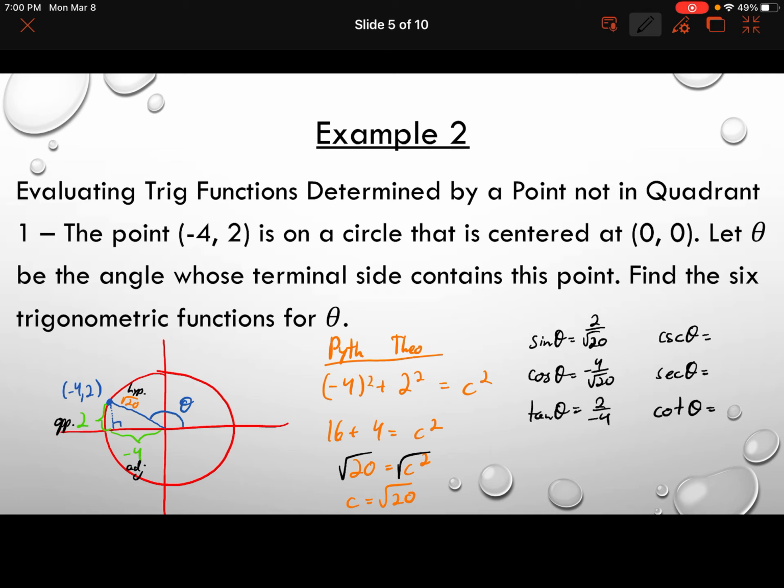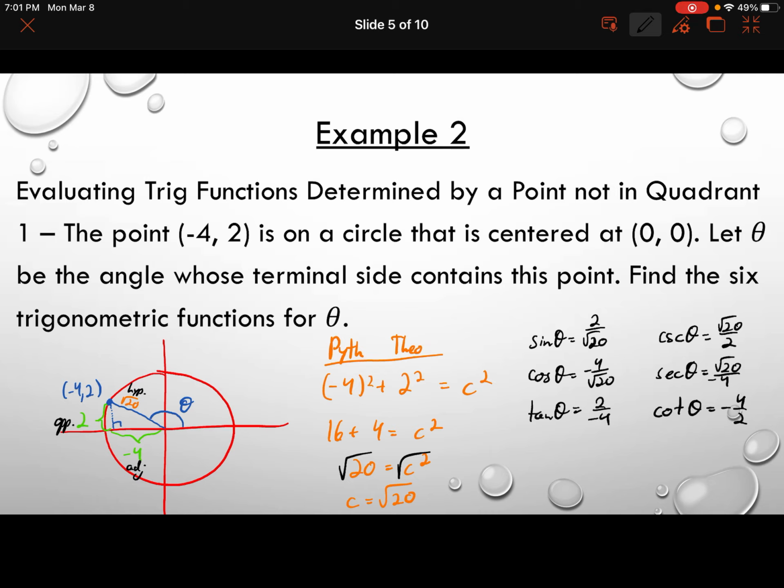Cosecant, we end up with the reciprocal of sine. So square root of 20 over 2. Secant, we end up with the reciprocal of cosine. So square root of 20 over -4. And then cotangent, we end up with the reciprocal of tangent, so -4 over 2 or -2, right? -4 divided by 2 is -2. So those are our final answers for the 6 trig functions for theta, given the point on the circle, okay?